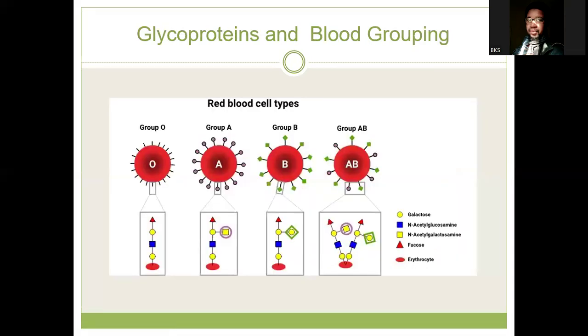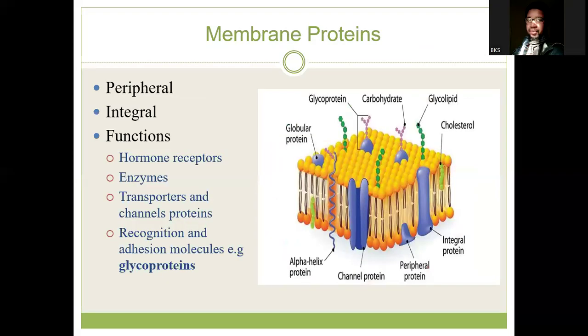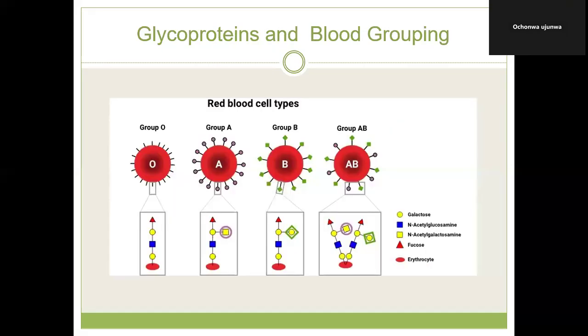Now let's give a typical example of something we all know. Blood grouping. Why do you have blood group A or blood group B or blood group AB? It is simply due to these glycoproteins that are found inside the membrane. What are these glycoproteins? They are membrane proteins that are attached to sugars, or attached to carbohydrate.